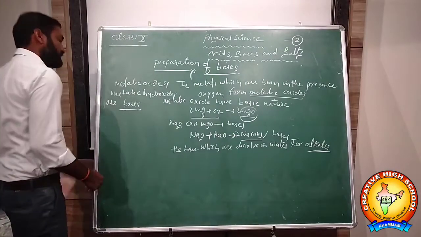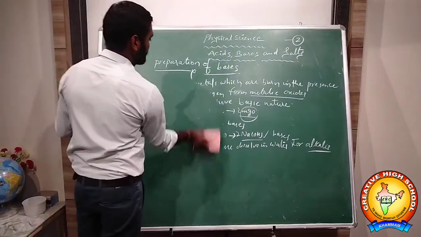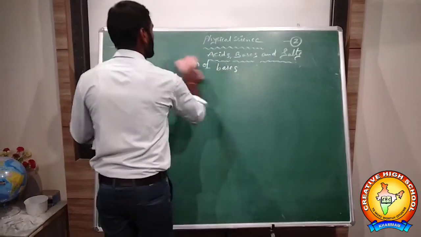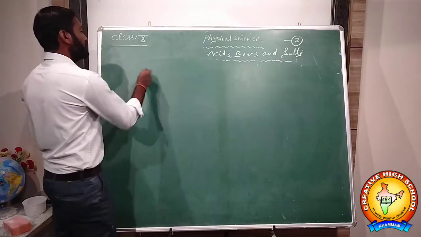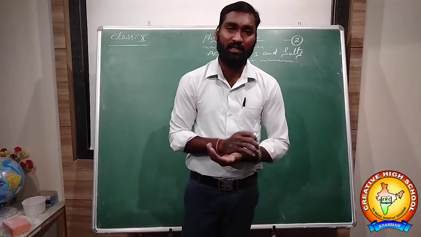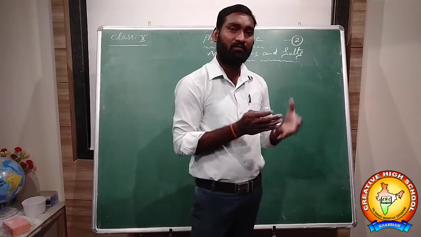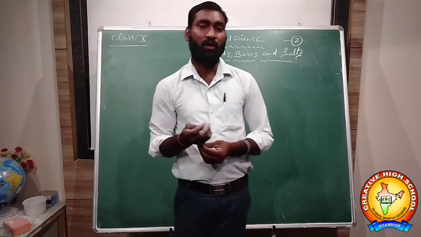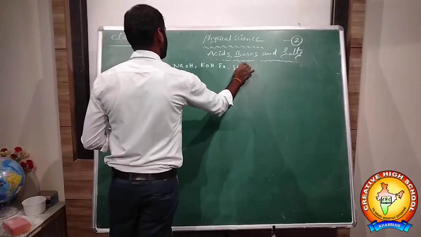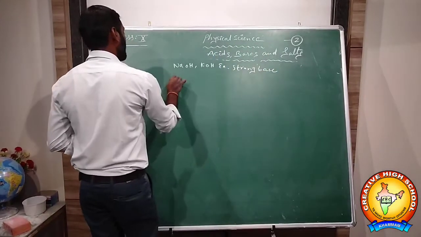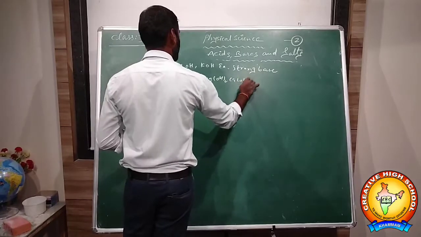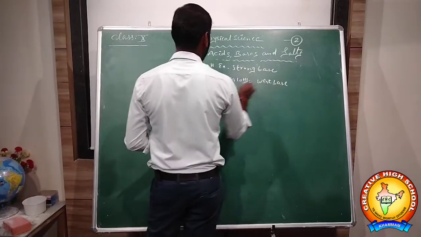Potassium hydroxide. Just as there are strong acids and weak acids, there are strong bases and weak bases. Bases which release more OH minus ions are called strong, and bases which release fewer OH minus ions are called weak bases. Strong base examples are NaOH and KOH. Weak base examples are NH4OH, ammonium hydroxide, magnesium hydroxide and calcium hydroxide.